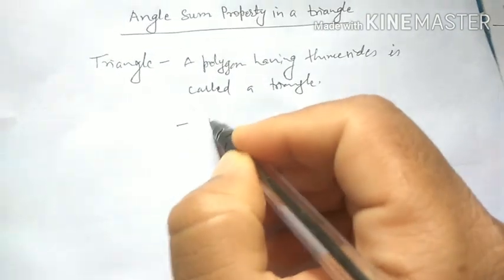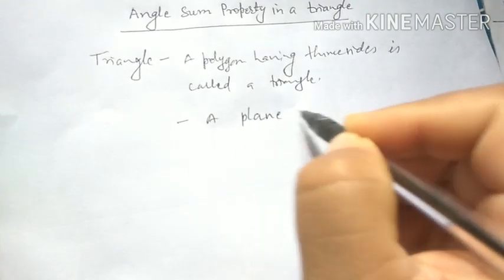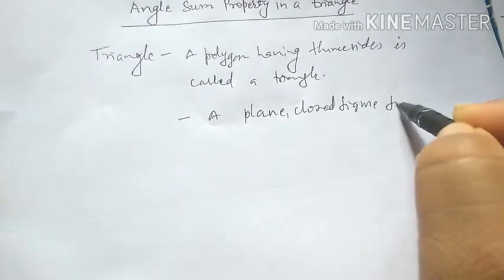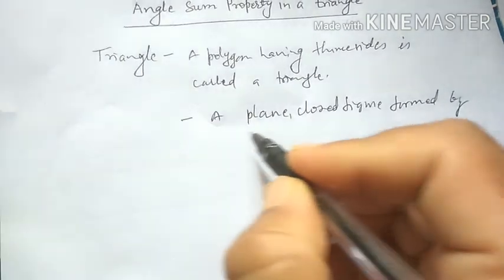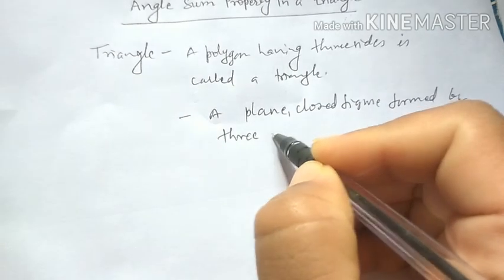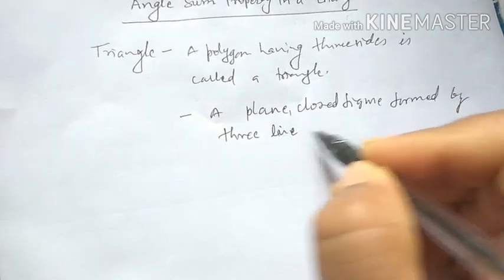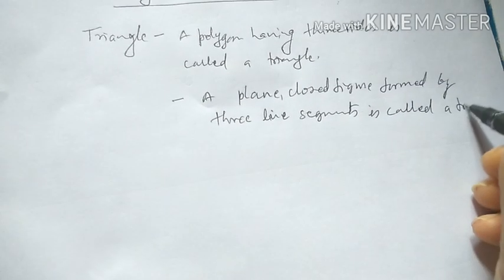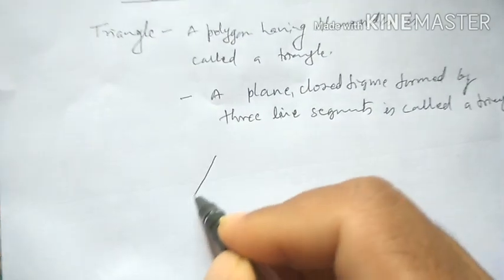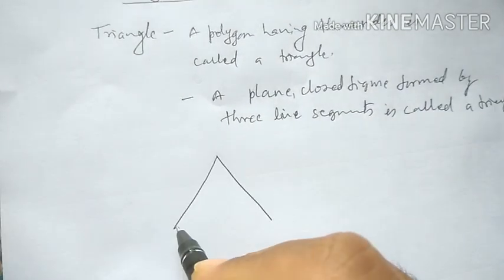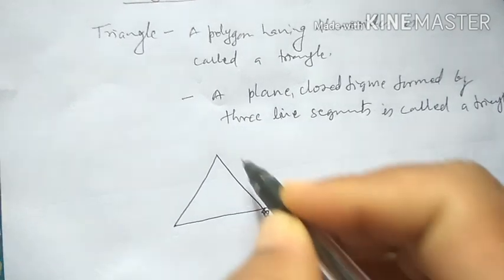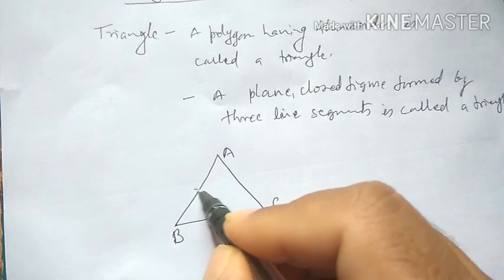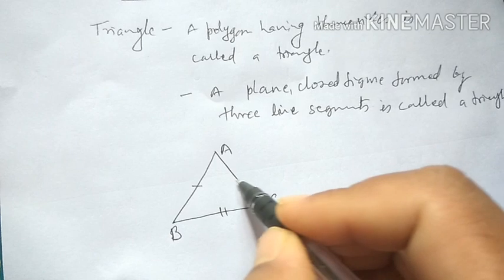Or we may say that a plane closed figure formed by only three line segments is called a triangle. So it is a triangle, and suppose its name is ABC. So we know that a triangle has three sides, here namely AB, BC and AC.